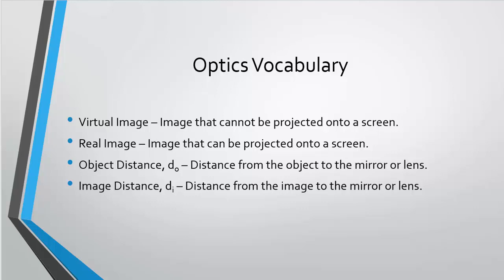Object distance and image distances are going to be used for both mirrors and lenses. The object distance is simply the distance between whatever the object is that is being reflected or imaged, the distance from that object to the mirror or lens. And the image distance is going to be the distance from the image to the mirror or lens.